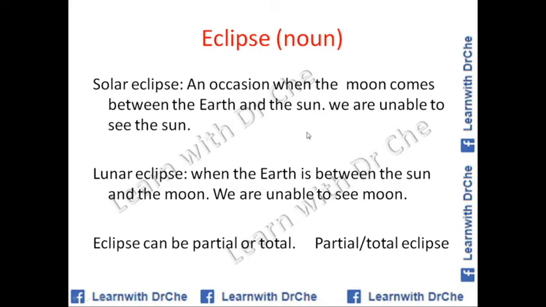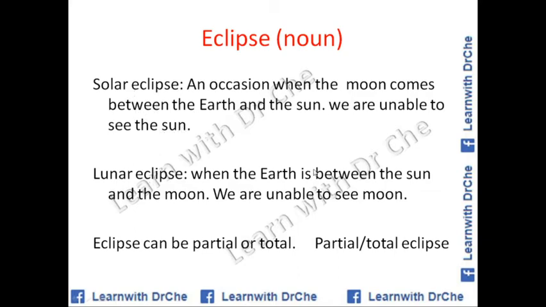So our first word today is eclipse. Eclipse is a noun. There can be two types of eclipse: solar eclipse and lunar eclipse. A solar eclipse is an occasion when the moon comes between Earth and the sun. As we cannot see the sun, we call it a solar eclipse. We are unable to see the sun.